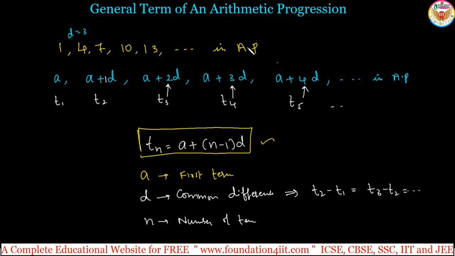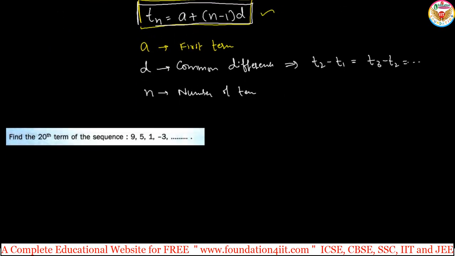Now, for example 1, 4, 7, 10, 13, and so on, if you want to find a particular term, say the 15th term in this series, n is equal to 15. A value is 1, d value is 3, n is 15, you will substitute. So remember, this is the general term of an arithmetic progression. Using this, let us see the problems.